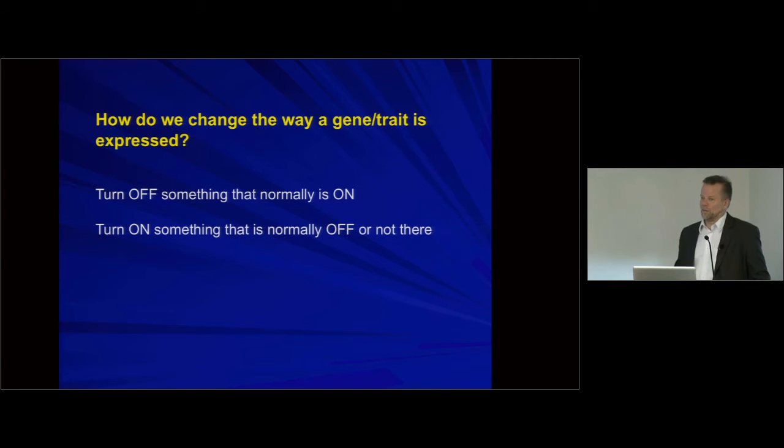So what do we add? Why do we do it? How do we affect the way a gene behaves by putting it into a background of a plant? What we do is we either turn off a gene that's already on by introducing something, or we can introduce something to turn on a gene that normally is off or maybe not even there. So here's some basic ideas about how those processes work.